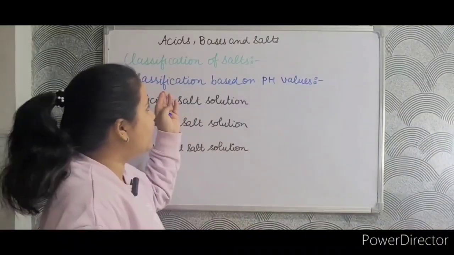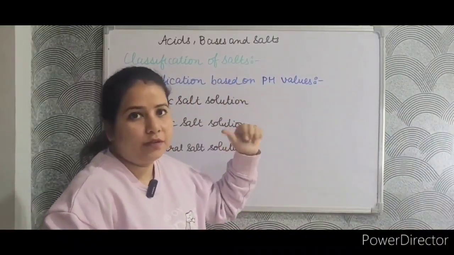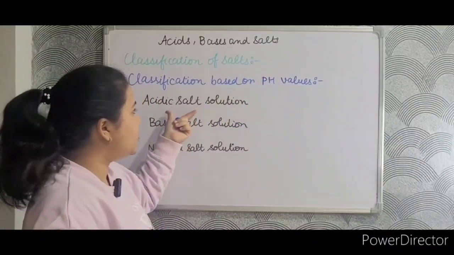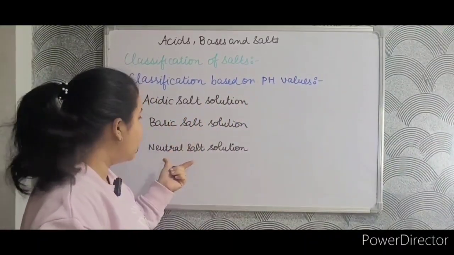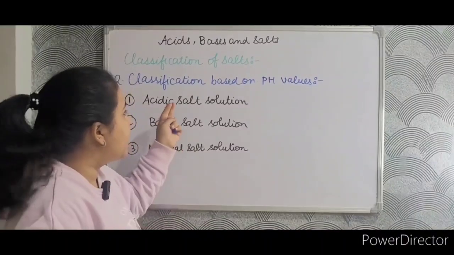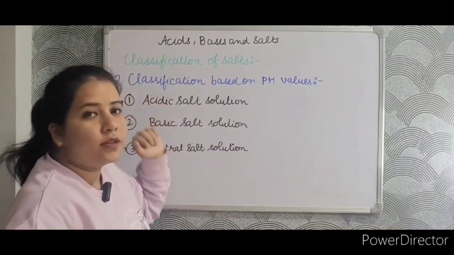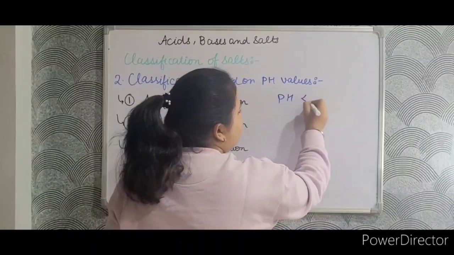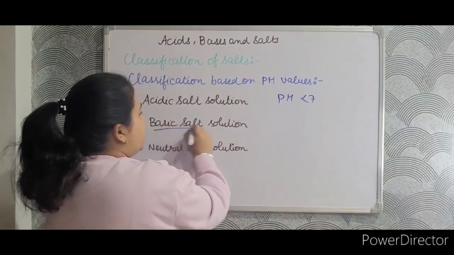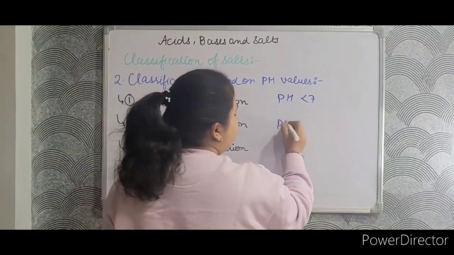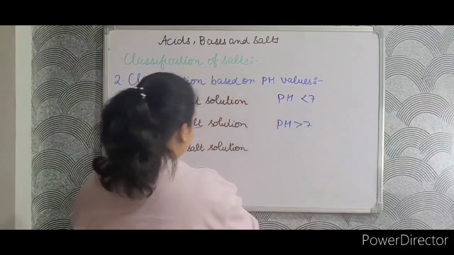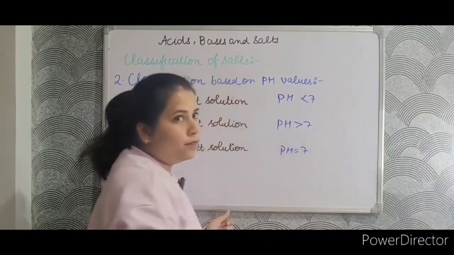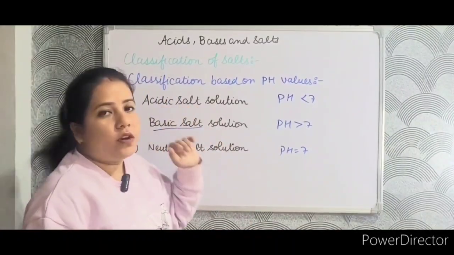Now second classification is based on pH values. Now on the basis of pH values, it is divided into acidic salt solution, basic salt solution, and neutral salt solution. Acidic salt solution, here the word acid means the pH will be less than 7. For basic salt solution, pH will be more than 7, and for neutral salt solution, pH will be equal to 7.